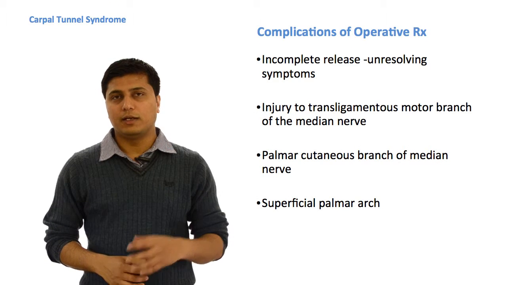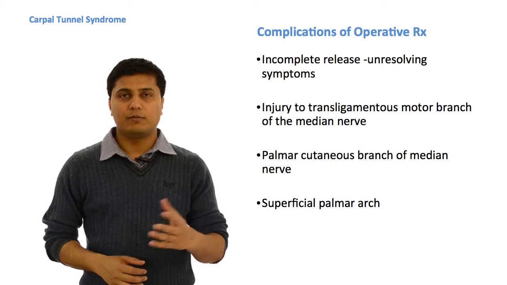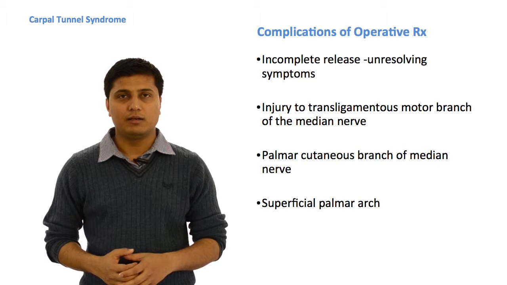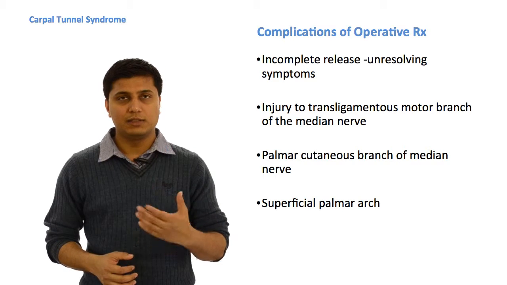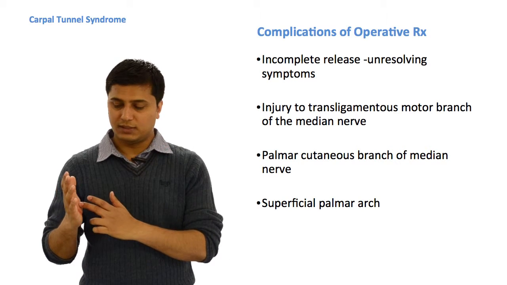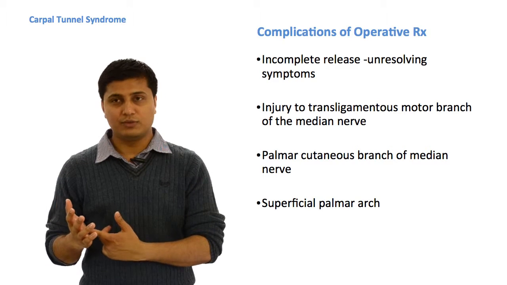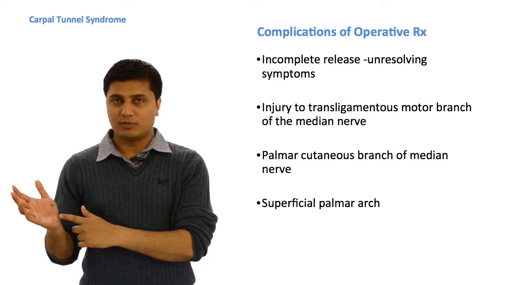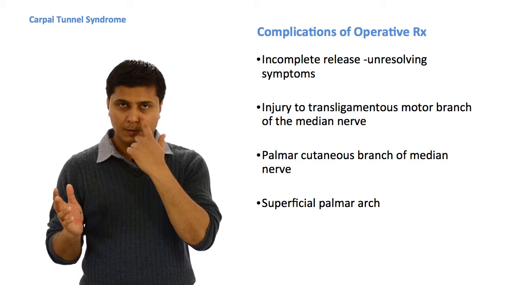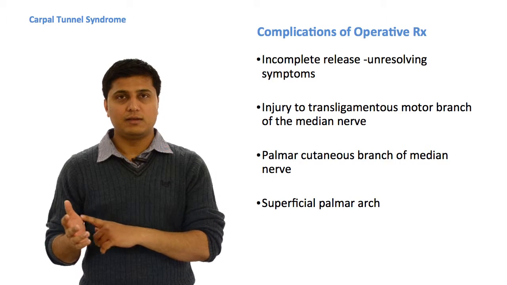Operative treatment, either open or arthroscopic method, has few complications. Apart from the general complications, the complications specific to carpal tunnel are incomplete release. If there is an incomplete release, the symptoms can recur. Second, as we mentioned, there is a possibility of damage to the superficial palmar arch. There is also a possibility of damage to the recurrent branch of the motor nerve. Sometimes with proximal extension, there may be damage to the palmar cutaneous branch of the median nerve, which supplies the thenar eminence.